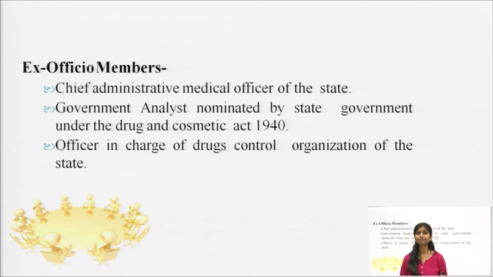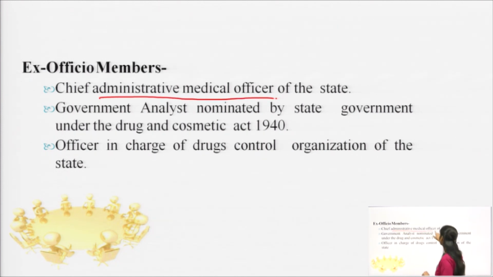And now let's see the ex officio members. एक्स ऑफिशियो मेंबर्स सेम रहेंगे जैसे हमारा सेंट्रल था, but थोड़ा सा different है. वहाँ नंबर 3 था बट लोग different थे, यहाँ पर नंबर 3 है. अब देखते हैं लोग कौन होंगे. Chief Administrative Medical Officer of the State. चेंज क्या हुआ? स्टेट, वहाँ सेंट्रल था, यहाँ पर स्टेट है.